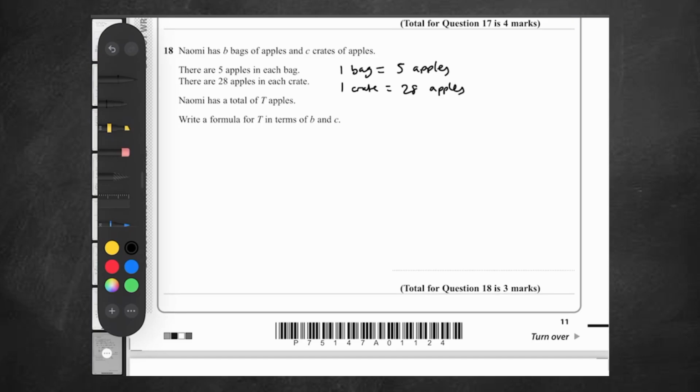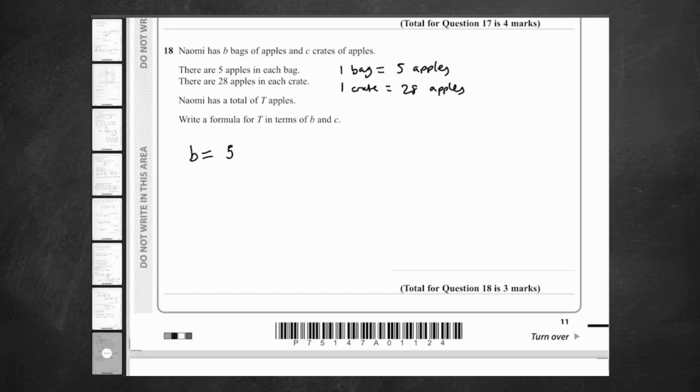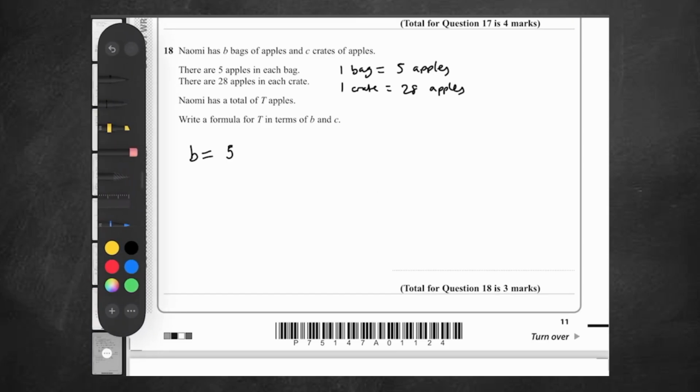So the number of total apples is going to be 5 times the number of bags, as there are 5 apples in one bag, plus 28 times the number of crates, as there are 28 apples in one crate. So our formula is just going to be simply 5b plus 28c.